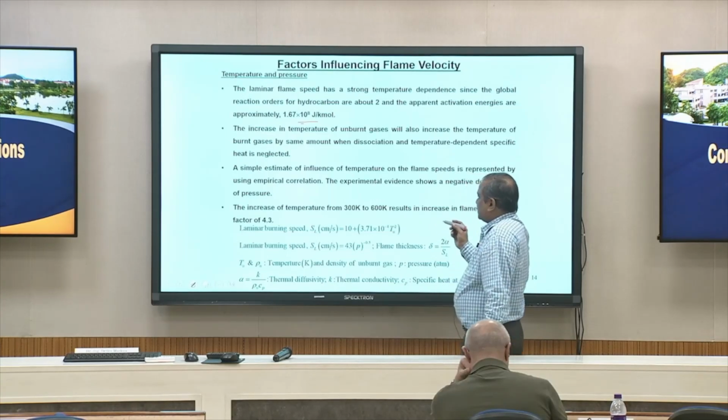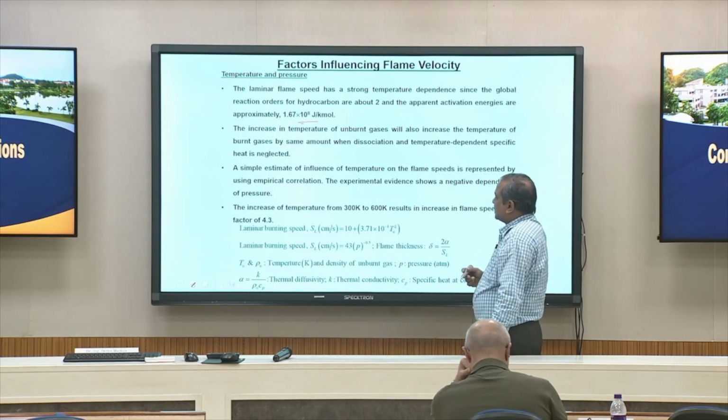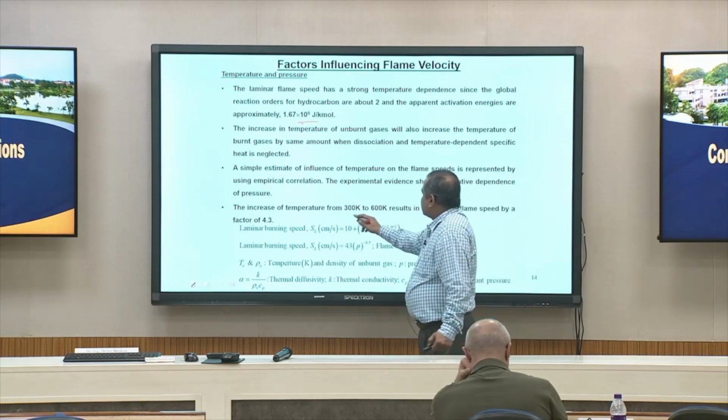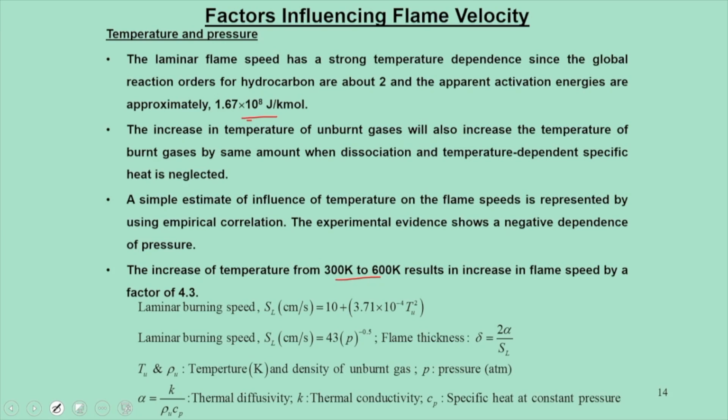One simple thing we can correlate mathematically, or correlations that can be developed, is that in the domain of 300 to 600 Kelvin, the increase in the temperature from 300 to 600 results in the flame speed increasing by a factor of 4.3. So flame speed increases with temperature, and the dependence of flame speed on temperature is correlated by this expression.